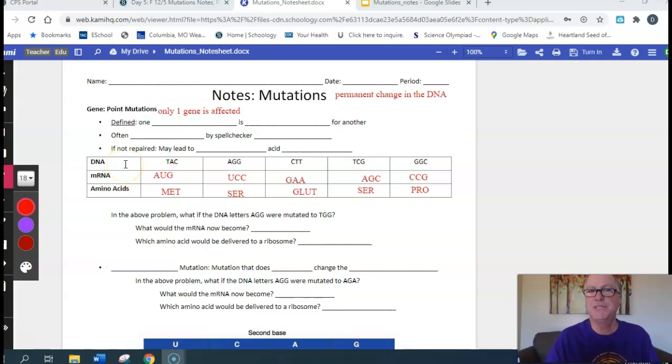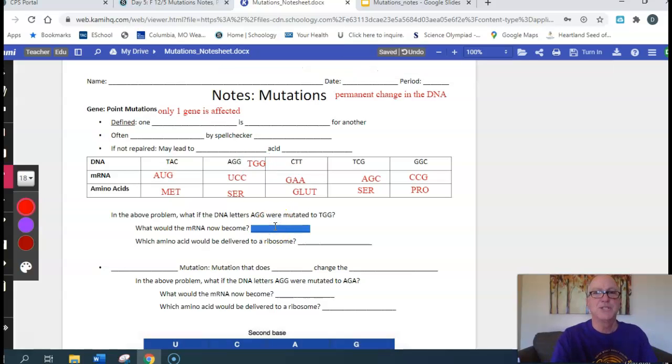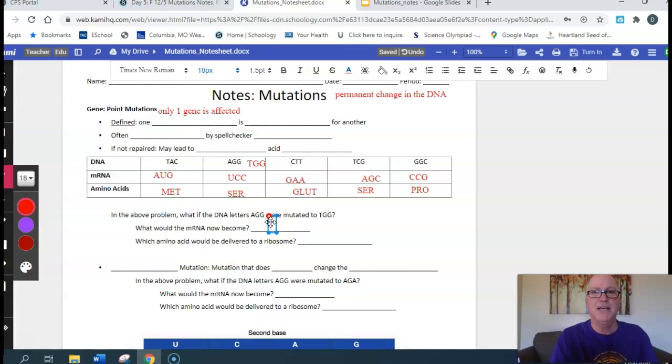Now let's see what happens if a change occurs to the gene. So in the above problem, what if the DNA letters AGG here were mutated to TGG? So I'll just put that here. Okay, so what would your mRNA be now?